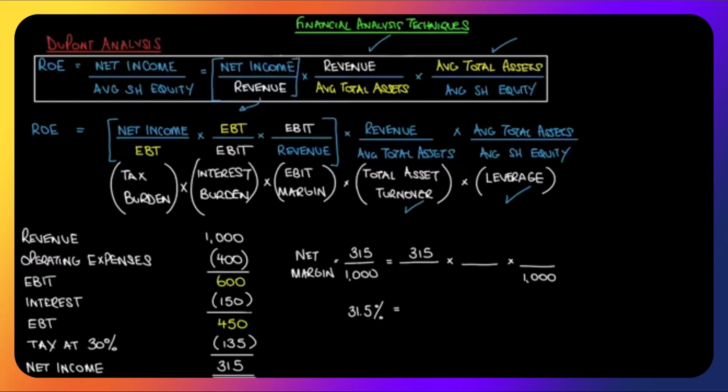How do we do it? Pure math once again. We are starting off with net income over revenue. But we'll take net income over EBT and then put EBT up here so they cancel out. We'll take EBT over EBIT, put EBIT over here so they cancel out. These two cancel out, these two cancel out. You are left with net income over revenue. It's that simple.